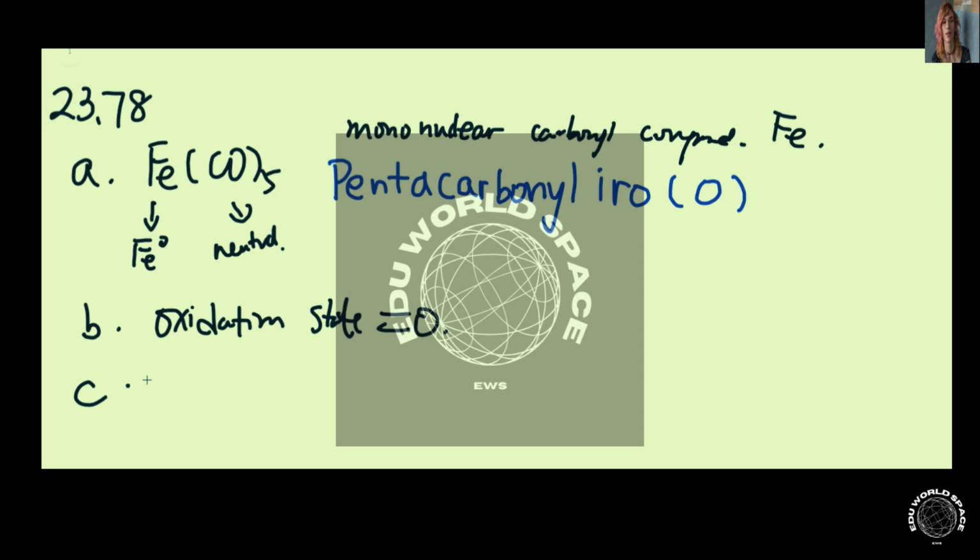Alright, last one, part C. Suppose one of the CO ligands is replaced with a cyanide ligand. So we have a new complex here, Fe(CO)4CN minus. So how many geometric isomers would you predict for this complex?